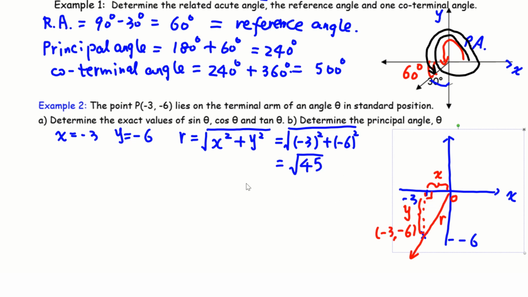So in this right angle triangle, the mathematicians expanded SOHCAHTOA, the sine, cosine, tangent, to x, y, r. Based on this related acute angle, the y is opposite in this triangle, x is adjacent, and r is the hypotenuse.